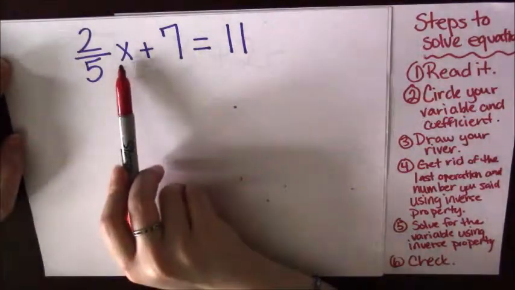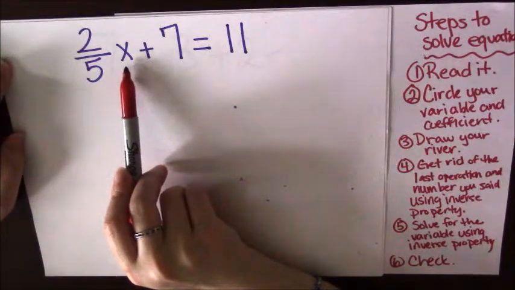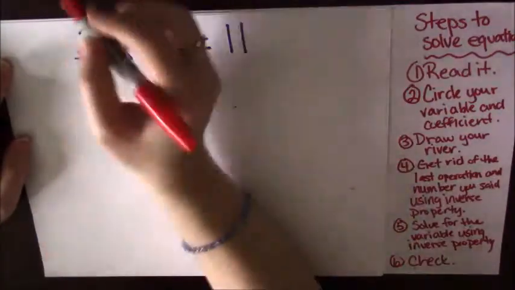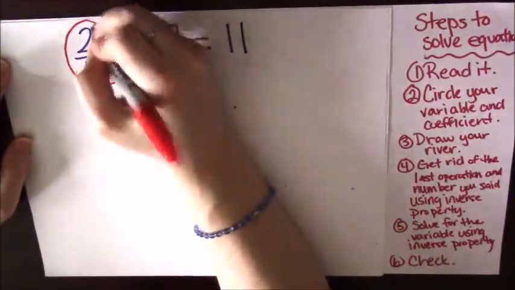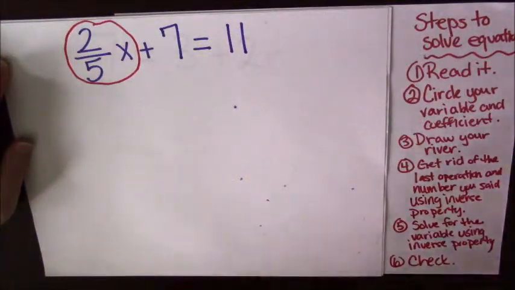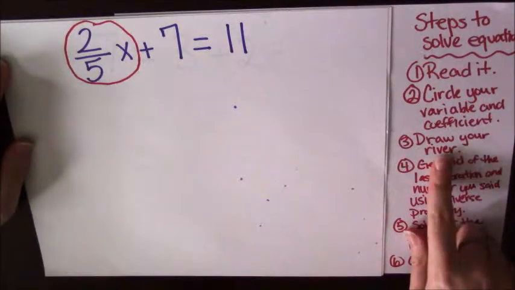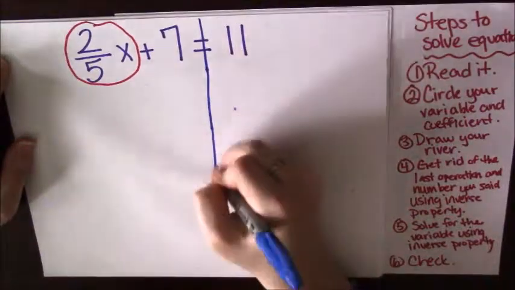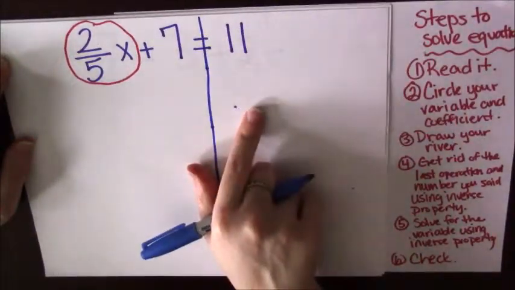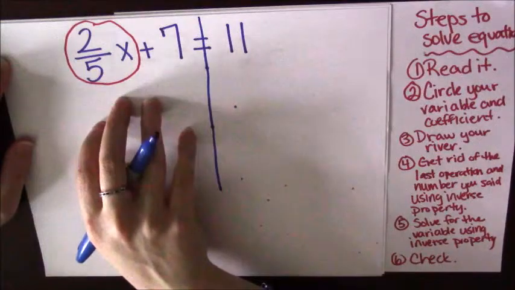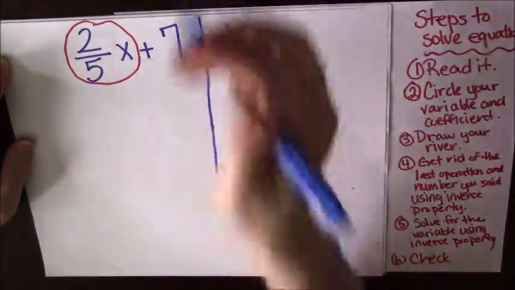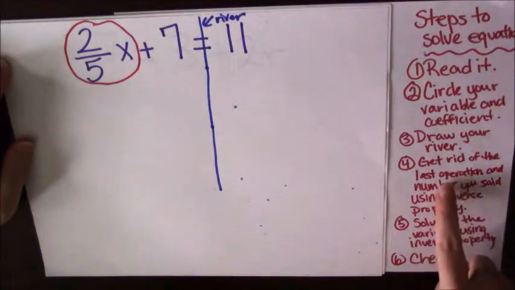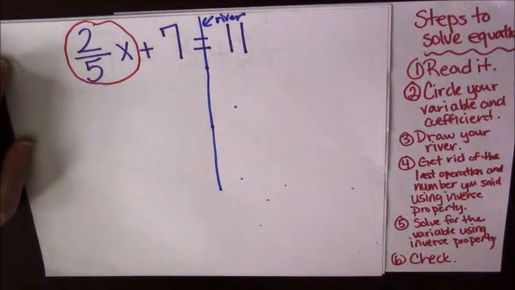Here, there's my variable, but remember your coefficient's whatever comes in front of the variable that's attached to it, and it's 2/5. So my coefficient is 2/5. And then it says to draw my river. So my river, remember, goes where the equal sign is. It helps keep my equation balanced. So whatever I do to this side, it must happen to this side. So that's my river.